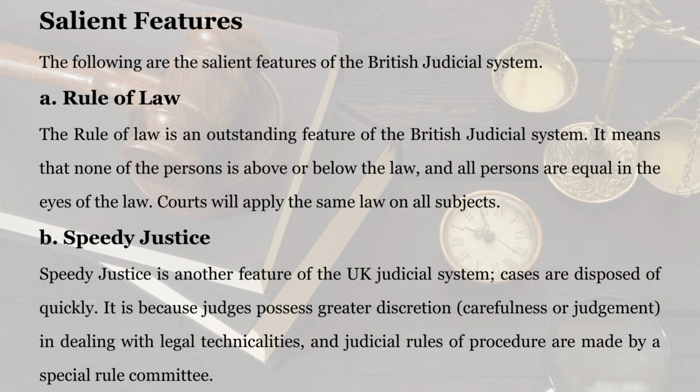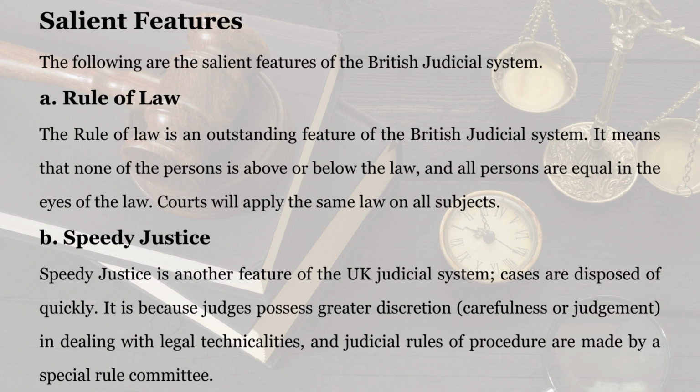Salient features. The following are the salient features of the British judicial system. A. Rule of law. The rule of law is an outstanding feature of the British judicial system. It means that none of the persons is above or below the law, and all persons are equal in the eyes of the law. Courts will apply the same law on all subjects.